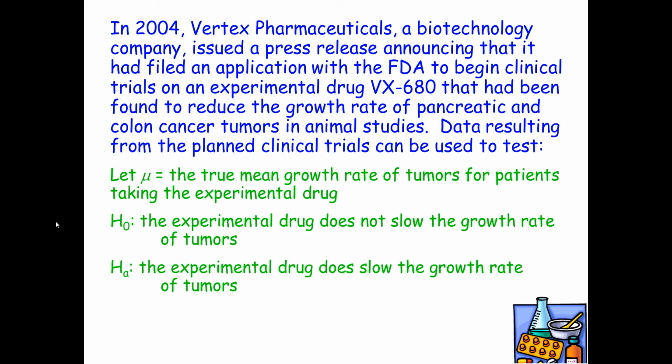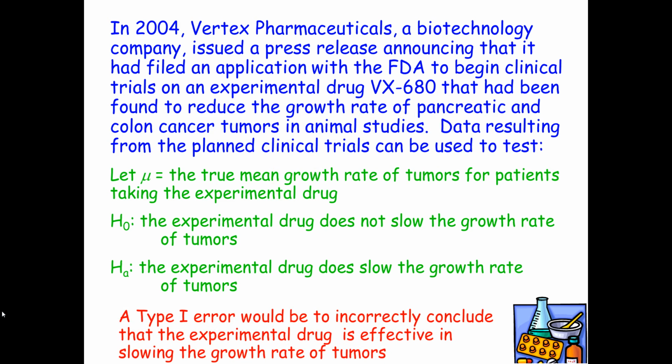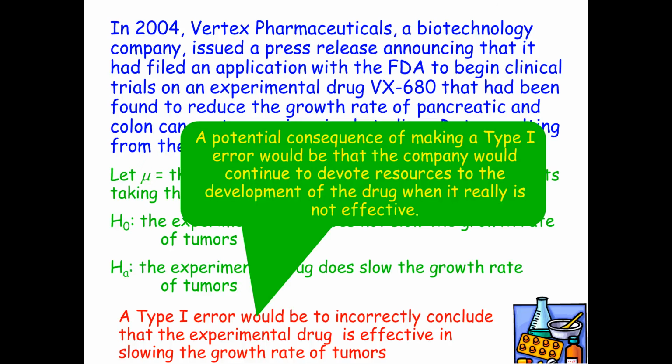So let's say, based on our conclusion, we make a type 1 error, which is where we reject a true null. So what would be a type 1 error? Well, the type 1 error would be to incorrectly conclude that the drug is effective when in actuality it is not. So what would be the consequence of a type 1 error?